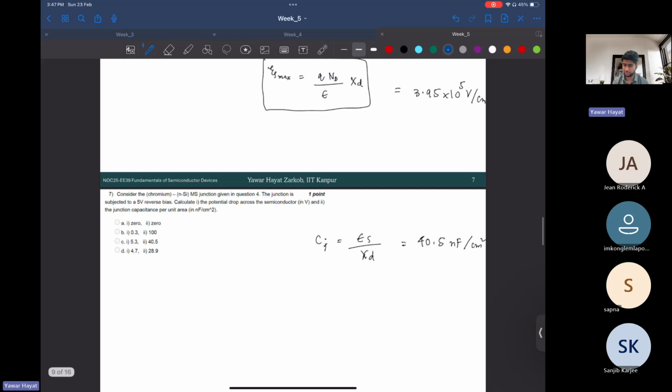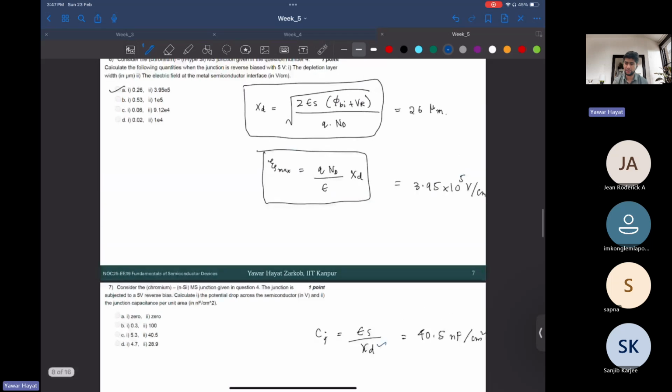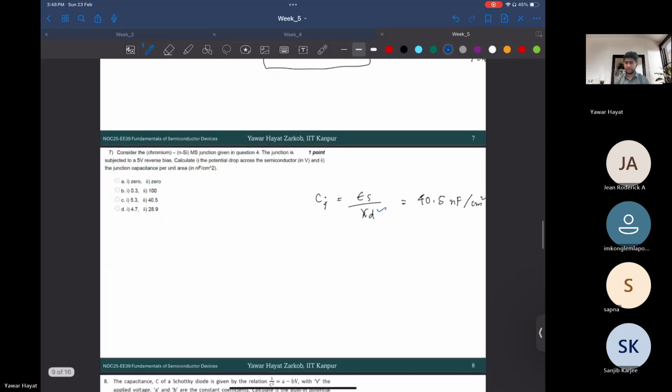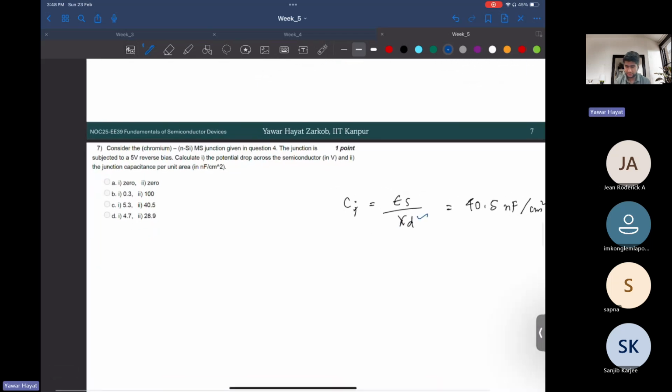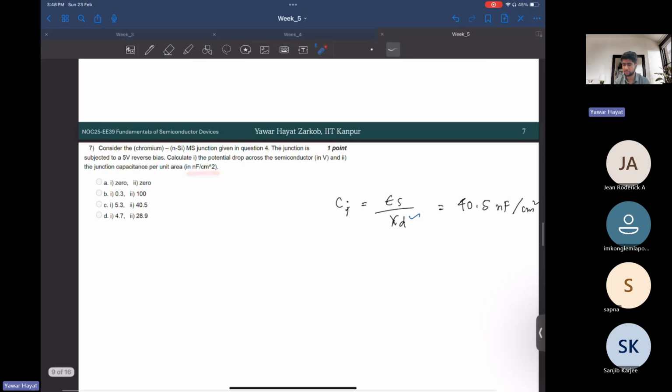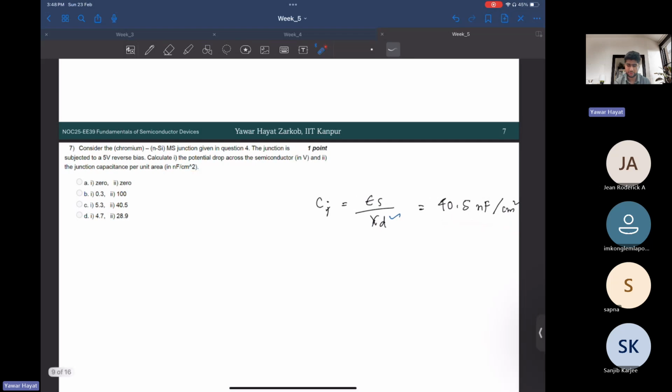Because this was known, right? So since the junction capacitance per unit area asked was in nanofarad per centimeter square, and I got this, that's why this option is correct. Option C.